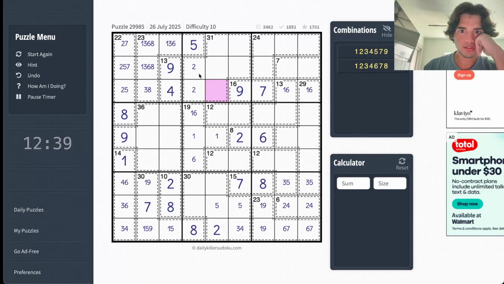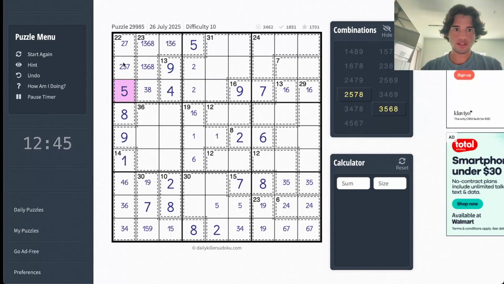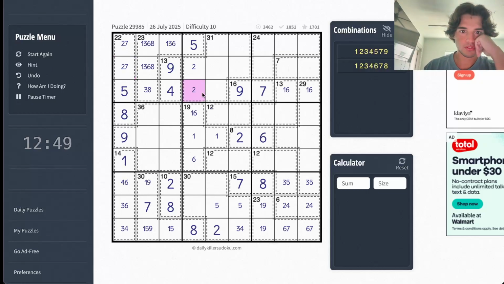So now where does our 5 go in this row? 5 is eliminated from there. 5 can't be there. So now that must be a 5. That's a 2, 7 pair there. So it's 2, 3, and 8.